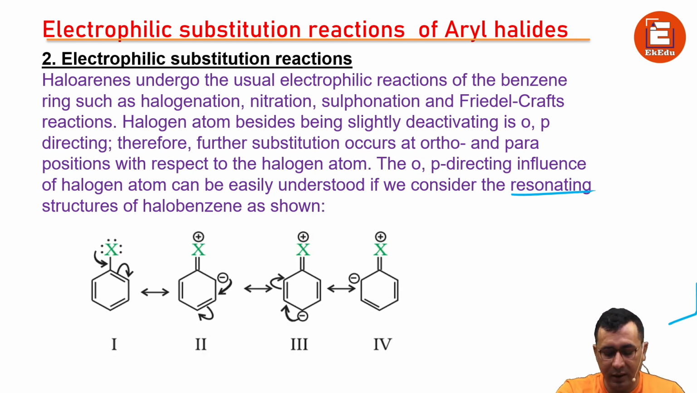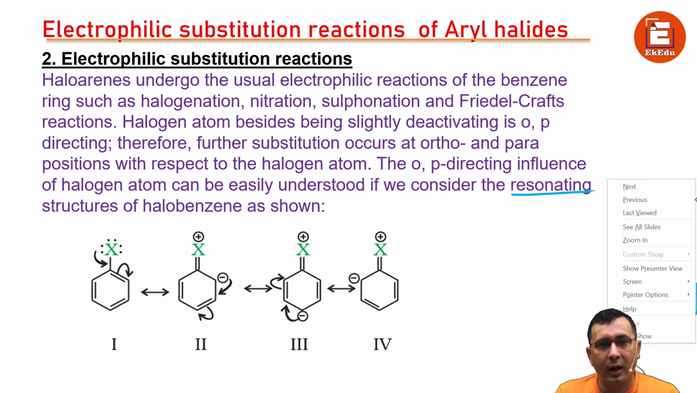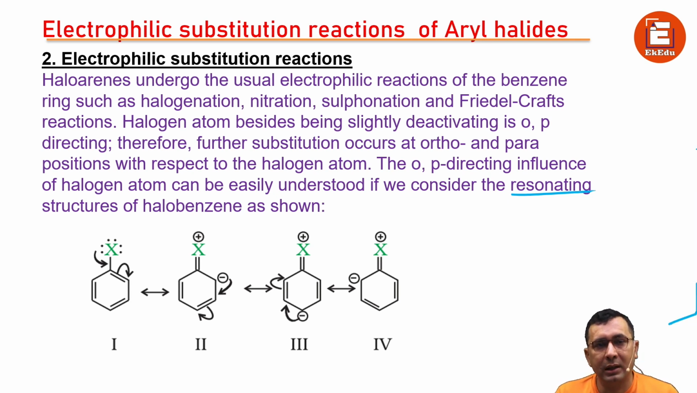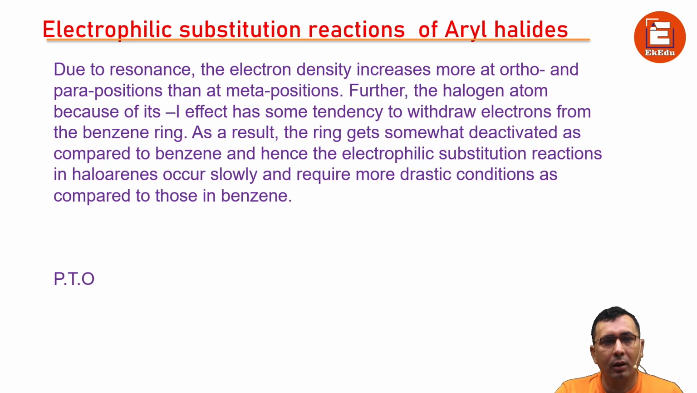This is the resonating structure of halobenzene you are seeing on your screen. Halogens contain lone pair electrons and benzene has a tendency to withdraw electrons. What happens in that case? The lone pair electrons of the halogen will shift toward the benzene ring, and the ortho position and the para position become electron rich centers. Due to resonance, the electron density increases more at the ortho and para positions than at the meta position.